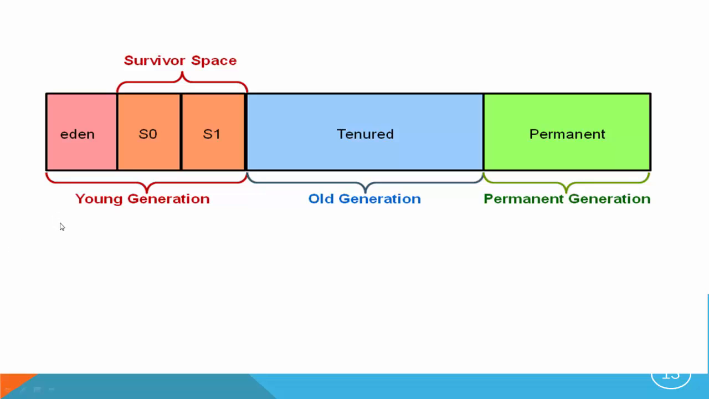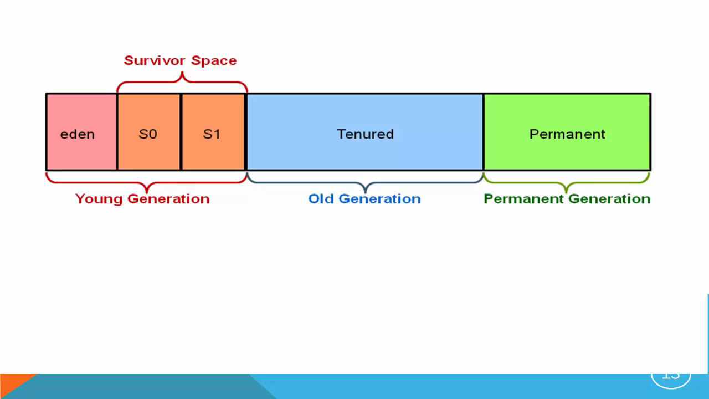Eden is the place where an object comes the moment you create it. If it is short lived, referenced for a very small time, it will stay in the young generation, and that is where garbage collection will be done. If the age of that object is more, meaning it is long lived, then it will move to the old generation, where garbage collection will be performed.